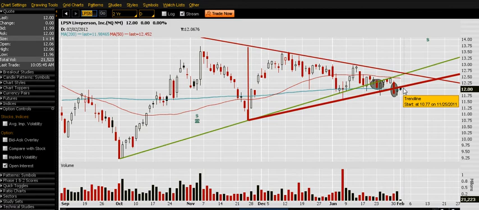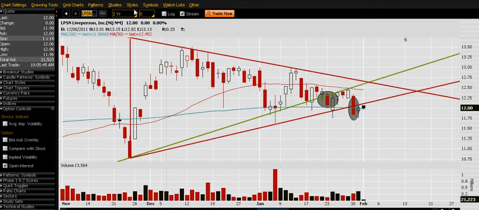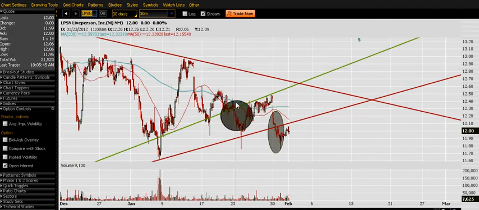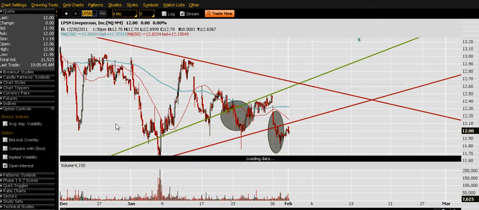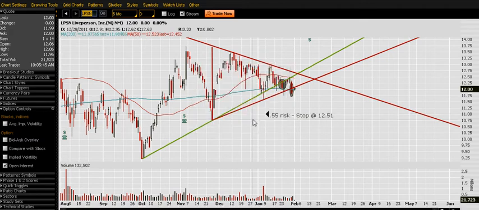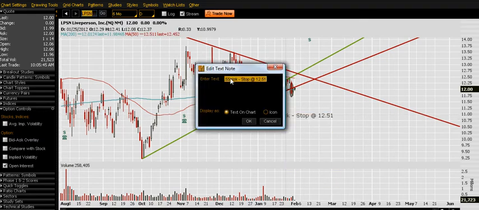Where would our stop level be? Just around the 50-day moving average, and also the last large level of support, which is just about $12.50, maybe a couple cents more than that, but $12.50. So that's going to give us about a 55-cent risk. So stop at $12.51. And that's just depending on where we get in, so maybe I'll just change it to 56 cents.